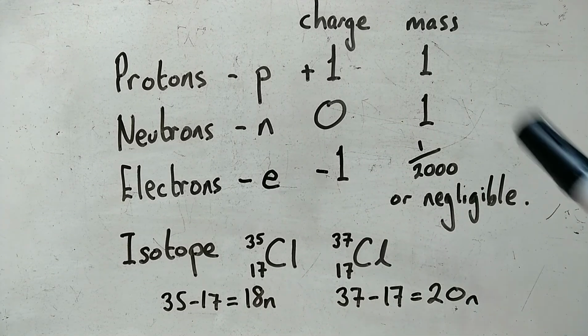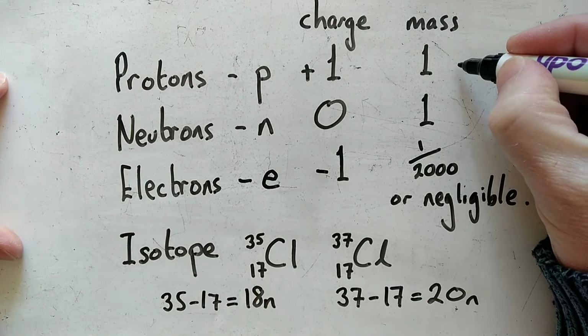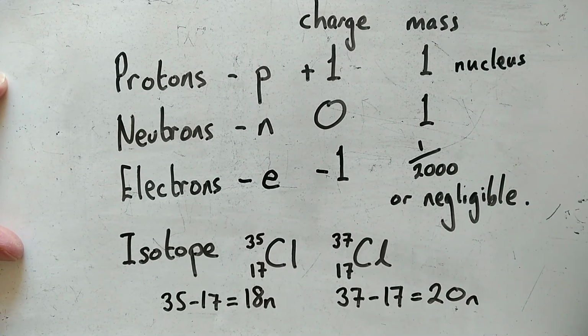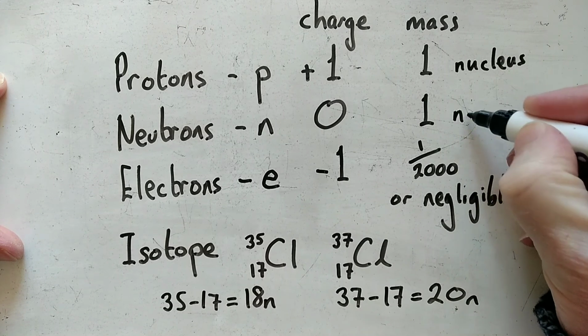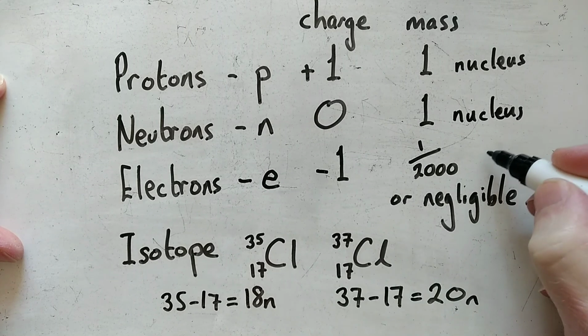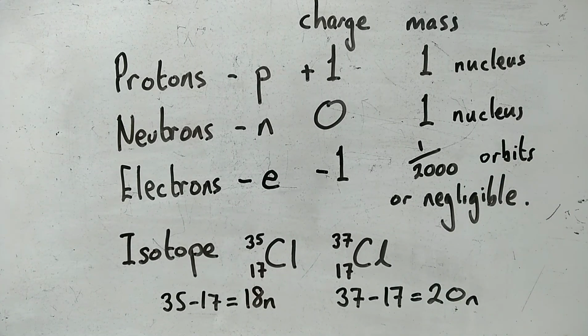Remember also the location of each of these things. So the protons are in the nucleus, and that's what we were talking about before. They are nucleons. Neutrons too are in the nucleus, so they too are nucleons. Electrons are in the orbit around the outside of the nucleus. And remember, we talked about this in the previous video, you're allowed 2 electrons on the first shell, 8 on the second shell, and 8 on the third shell as well.